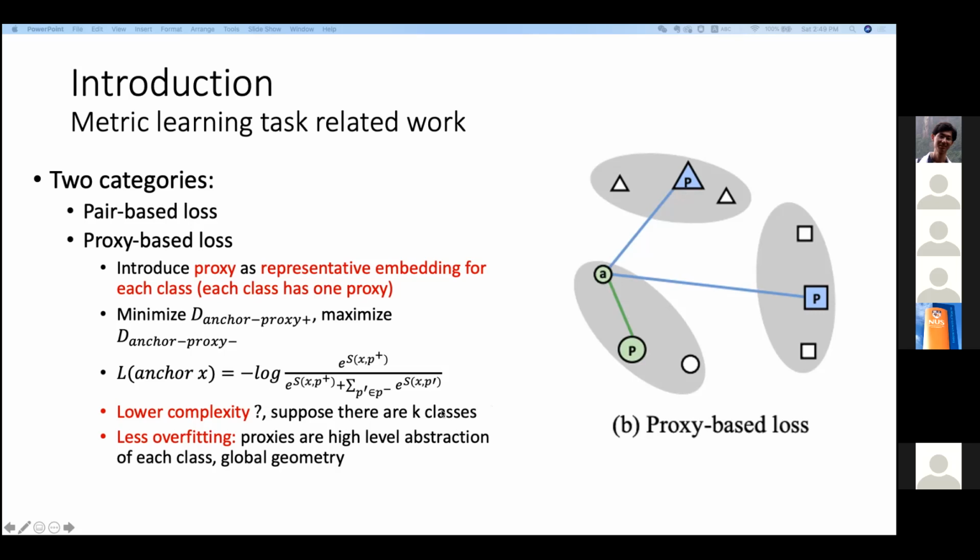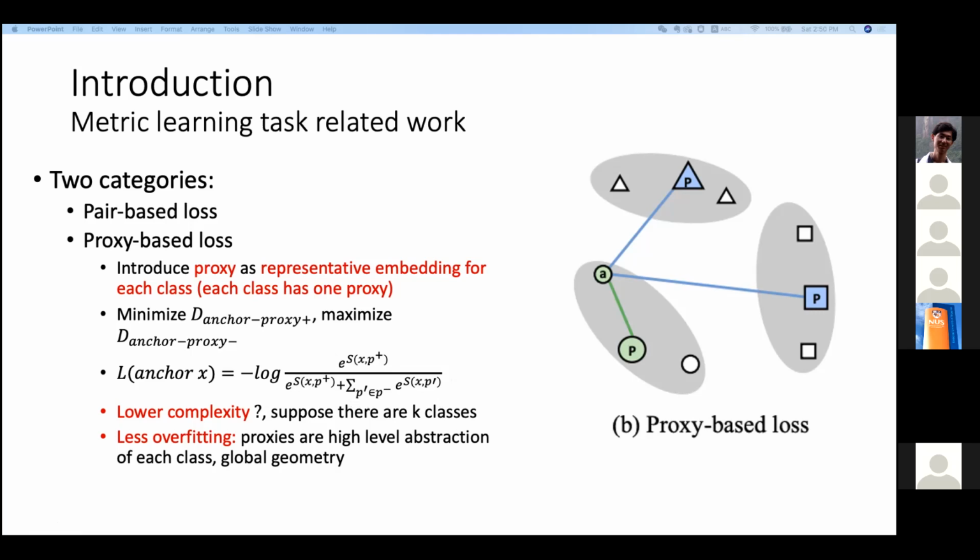Most proxy-based losses adopt this softmax loss. Here you can see the numerator. This S means the similarity between X and the positive proxy. You want to maximize the numerator with respect to the denominator. The denominator is the sum of all similarities between the anchor and all the proxies. Okay, I think this is quite clear. Is there any question here?